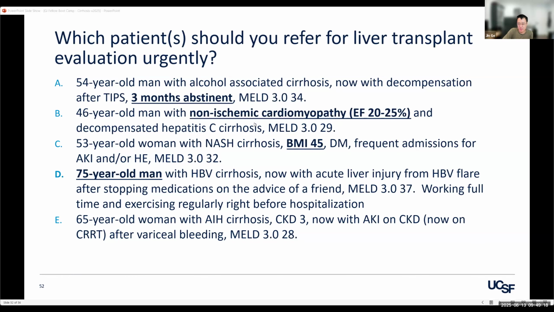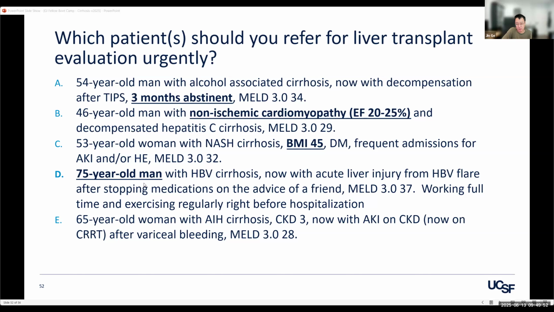So this was a trick question. The answer is all of them. I tried to work in things that you think may discount their candidacy. So 3 months abstinent: we don't have an abstinence requirement at UCSF anymore. This is called the early liver transplant, ELT, pathway. Non-ischemic cardiomyopathy: we started doing heart-livers a year ago, and so this patient could be considered for heart-liver transplant. BMI 45 is not an absolute contraindication. People think that it might be, but we've done transplants in patients who have obesity.